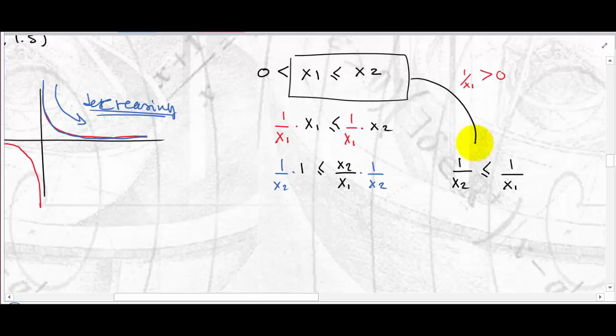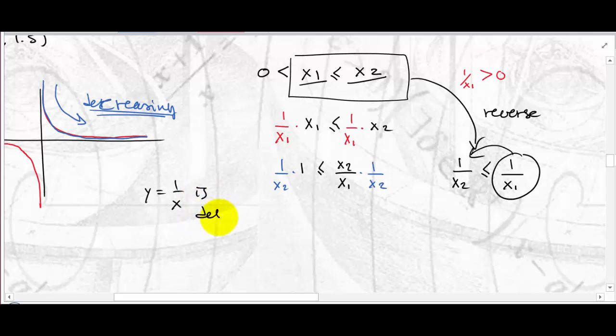Therefore, what do we have? We have a reverse of inequality. Reverse, right? x1 was smaller than x2. But 1 over x1 is larger than 1 over x2, right? So the function y equals 1 over x is decreasing. We proved it. That's a proof, okay?